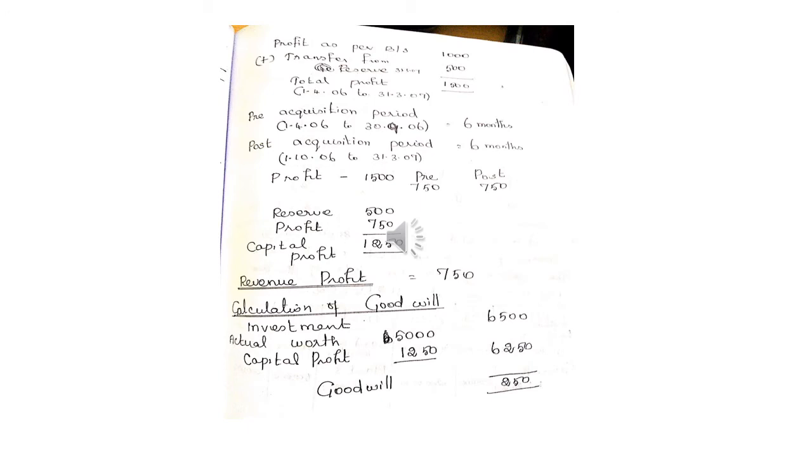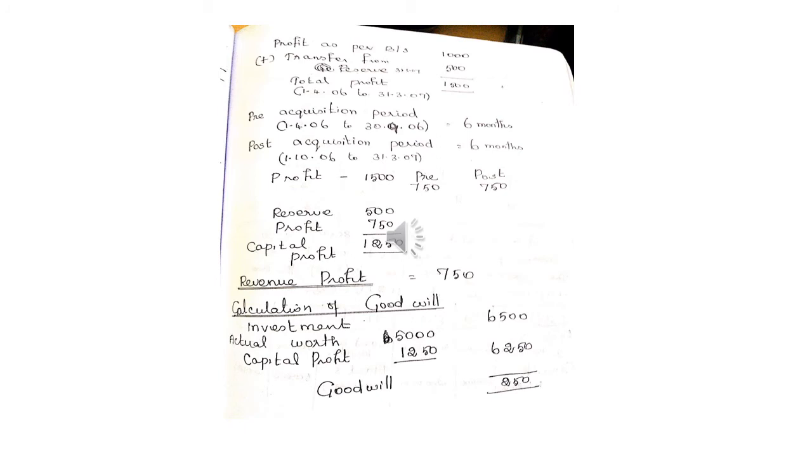On 30-9-2006, the company acquired the shares from the subsidiary company. So the pre-acquisition period is 6 months and the post-acquisition period is 6 months. Total profit is 1,500. So it is divided into 2 because of pre-acquisition and post-acquisition.